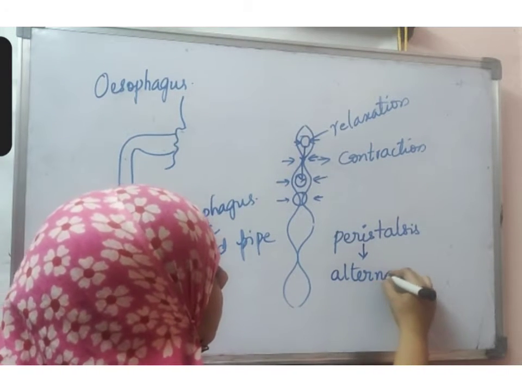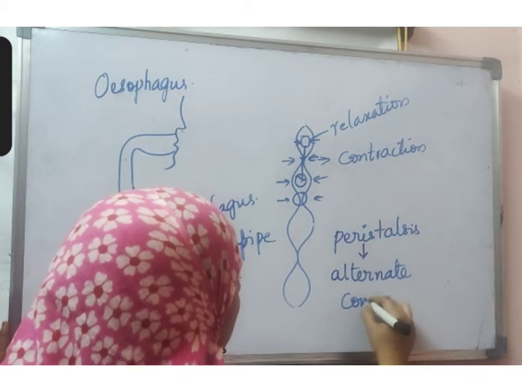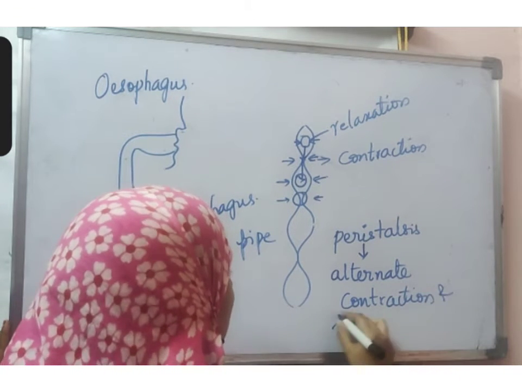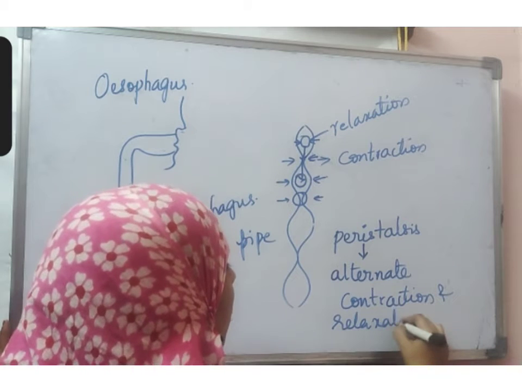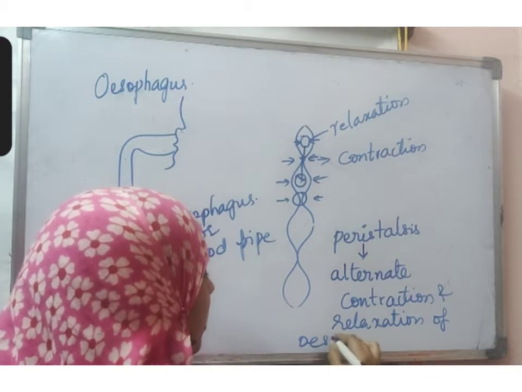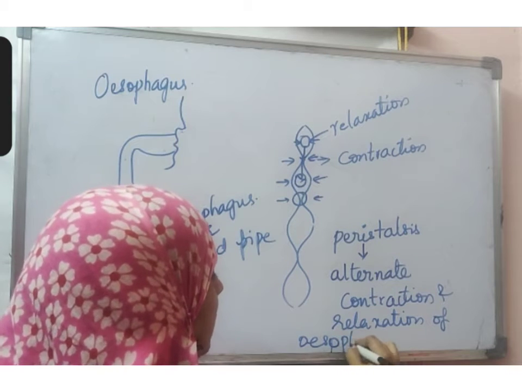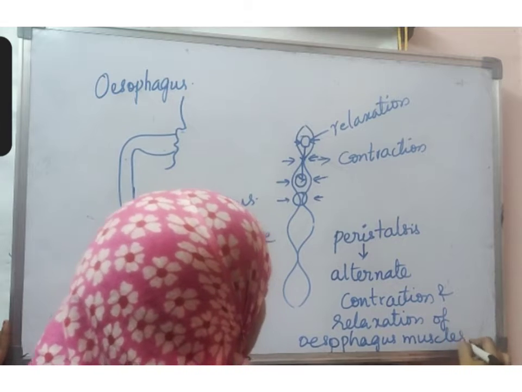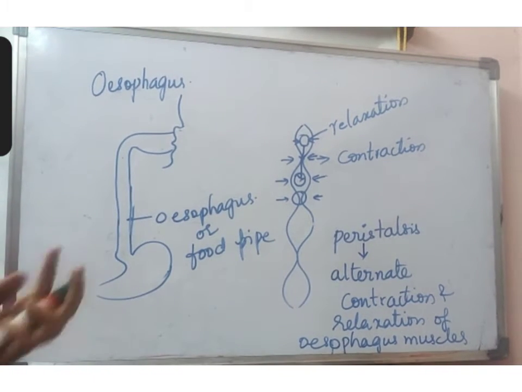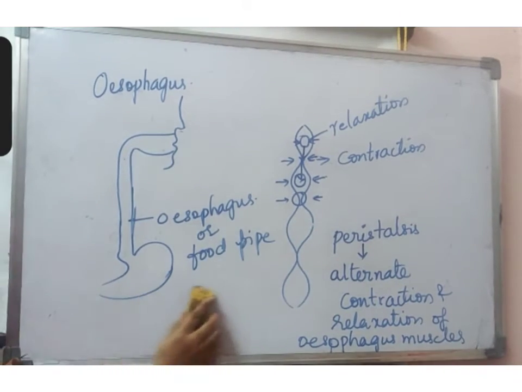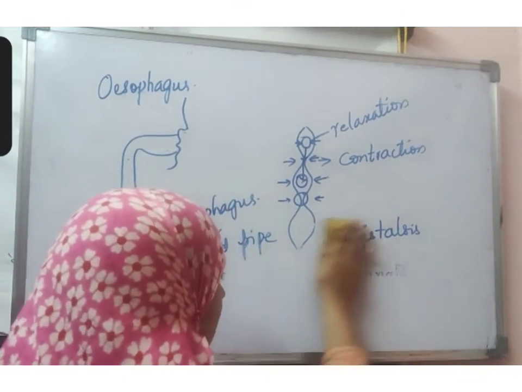Alternate contraction and relaxation of esophagus muscles is called peristalsis. After this, sometimes there is a reverse movement of peristalsis.